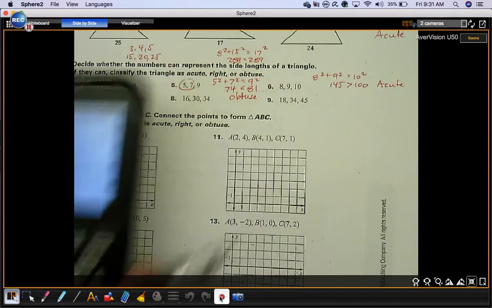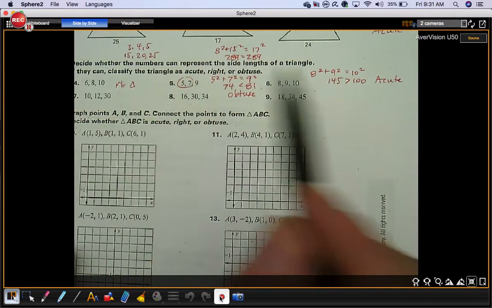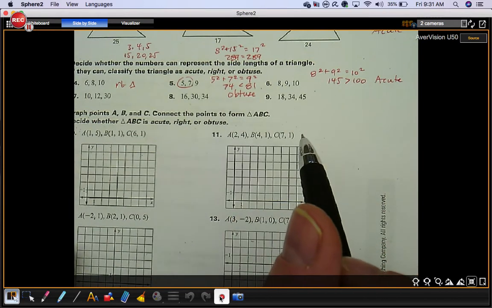Okay, so those are the only options that you're going to have. It's either right, acute, or obtuse. You've seen an example of each.